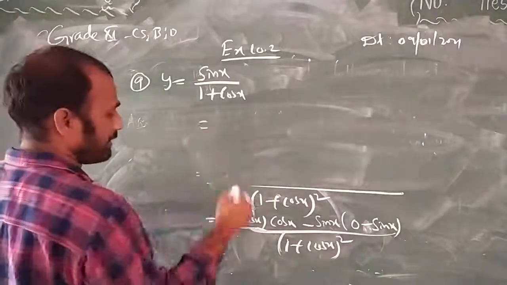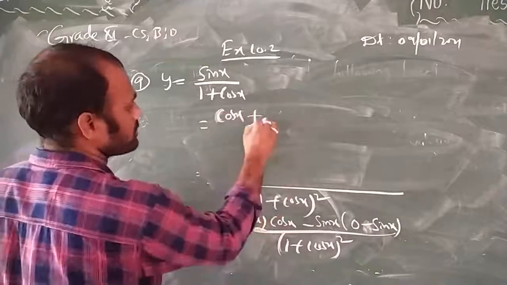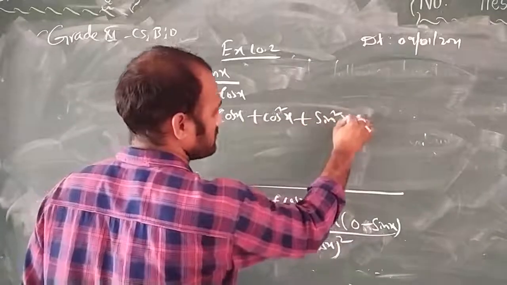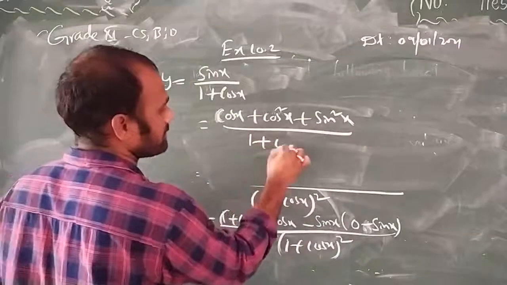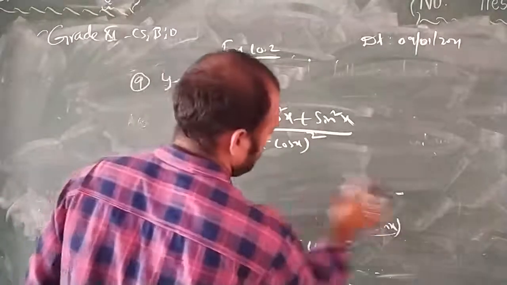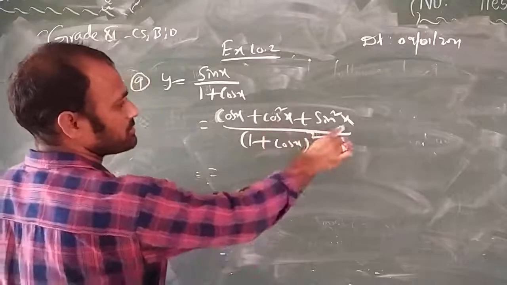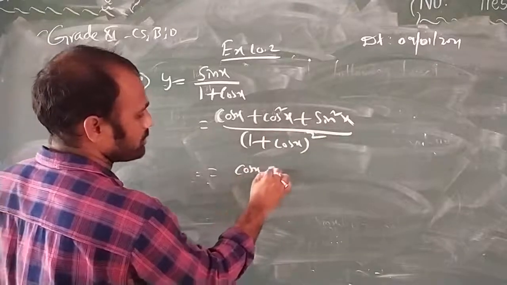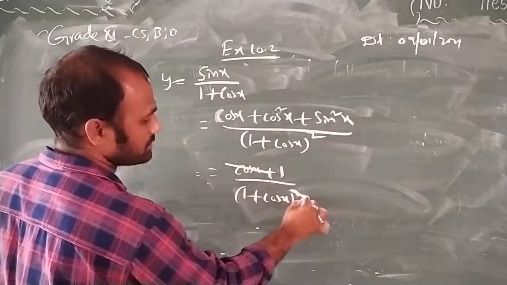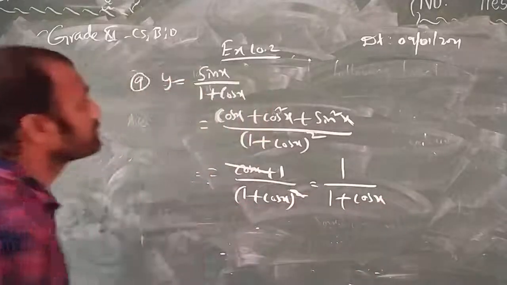So we can rewrite it as cos x into 1 will be cos x plus cos square x, so minus into minus plus sin square x, divided by 1 plus cos x whole square. So the identity is sin square x plus cos square x is 1. So the answer is cos x plus 1 divided by 1 plus cos x whole square. So one factor will cancel, and we are left with 1 by 1 plus cos x. This is the derivative.